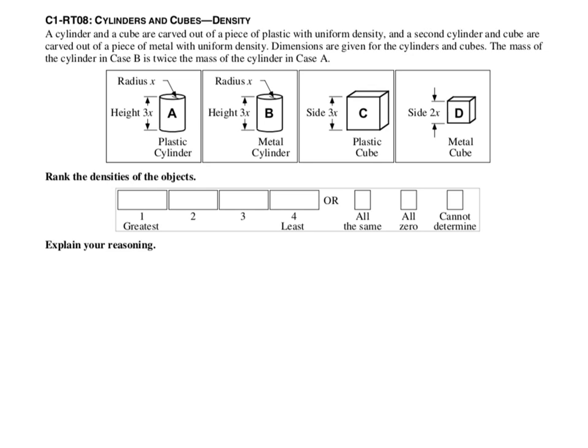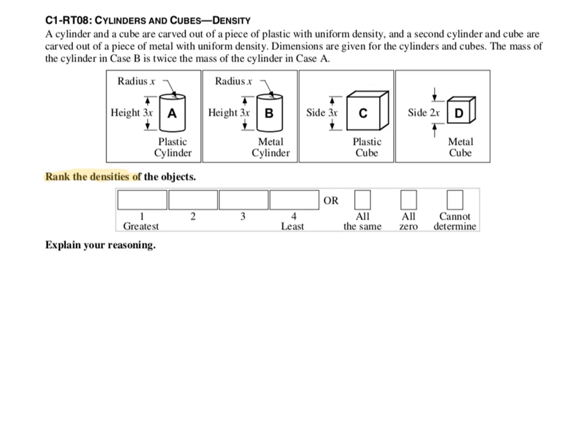Chapter 15, sample problem number 13. A cylinder and a cube are carved out of a piece of plastic with uniform density, and then a second cylinder and cube are carved out of a piece of metal with uniform density. Dimensions are given for the cylinders and cubes. The mass of the cylinder in B is twice the mass of the cylinder in A, and we are asked to rank the densities of these objects.